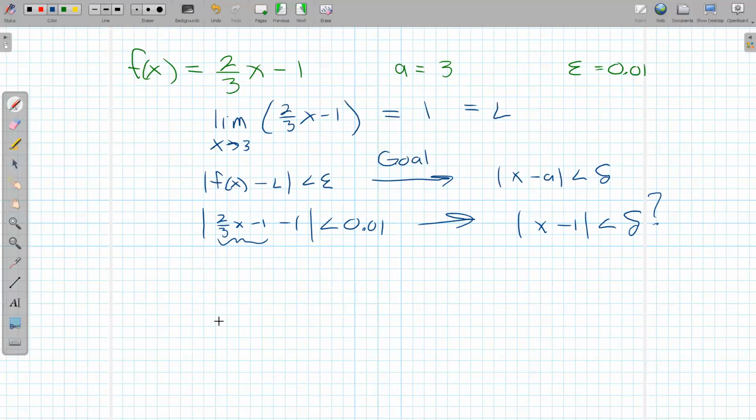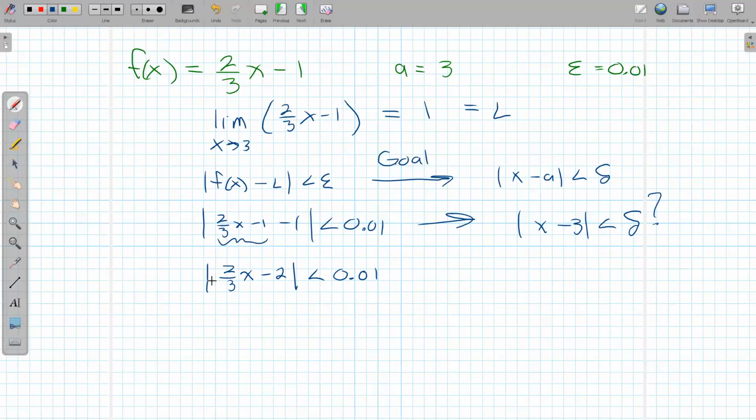So we apply some algebra to this right here. So let's see, what do we get? 2/3, oh no, I did something wrong. What's my a here? It is not 1. My a is 3. Okay, so 2/3 x minus 1 minus 1 would be 2/3 x minus 2, absolute value is less than 0.01. And I'm going to approach this a slightly different way just for fun.